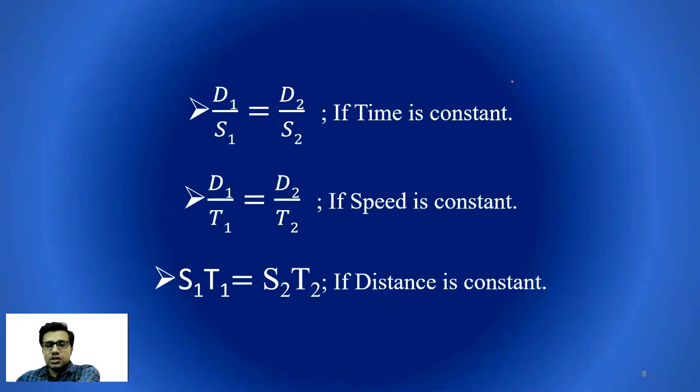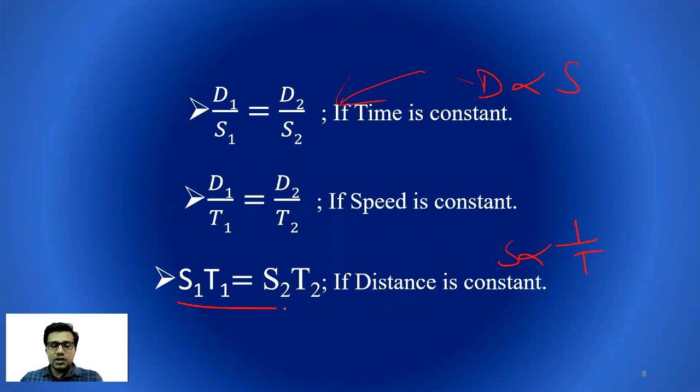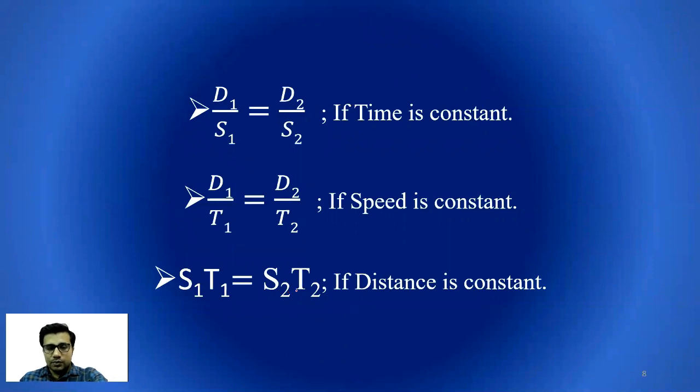When the time is constant, distance and speed will be directly proportional. From that you will get d1 by s1 is equal to d2 by s2. And when the distance is constant, speed and time are inversely proportional to each other. From that you will get s1 t1 is equal to s2 t2. These are the three formulas I want you to remember. But don't worry, there's no need to mug up.